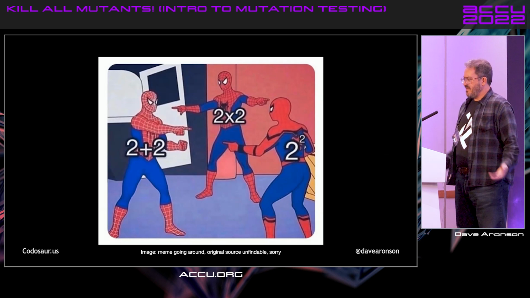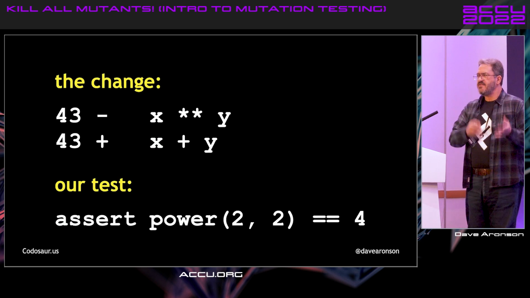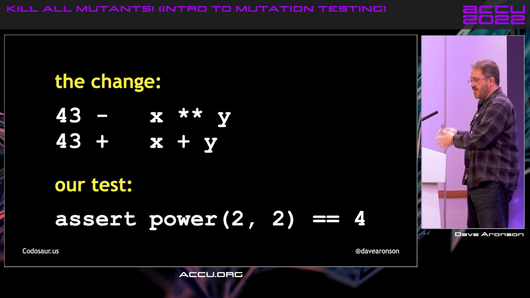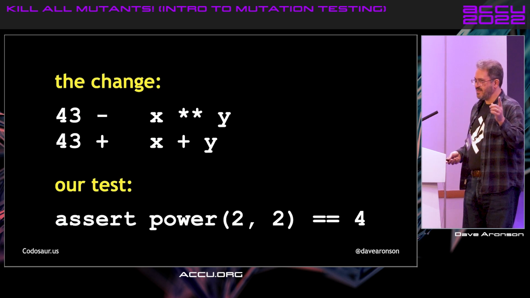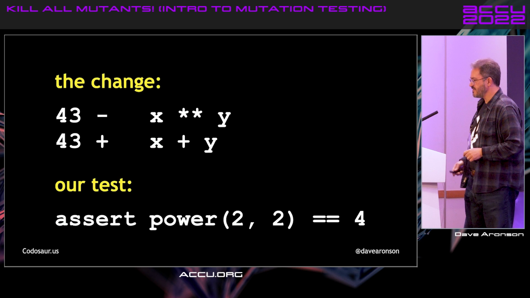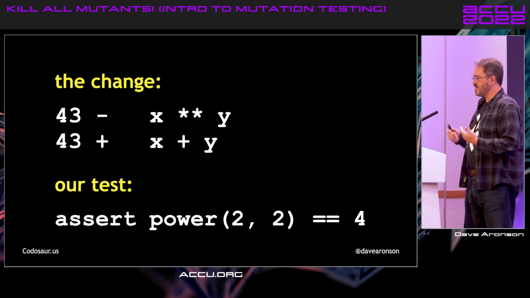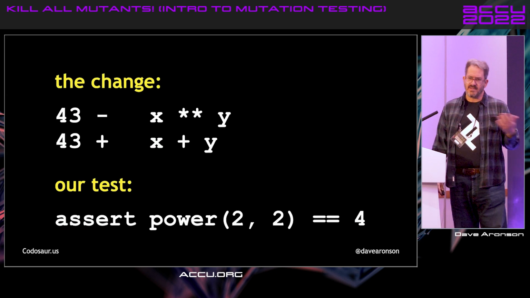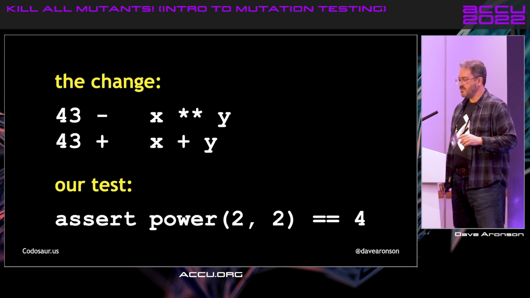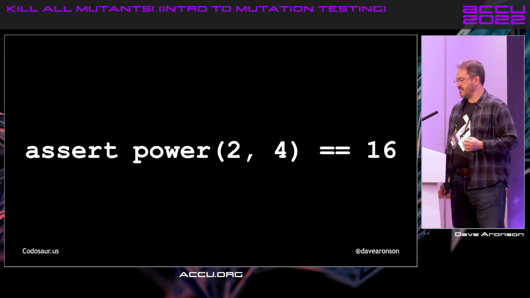So how can we kill this mutant? In other words, make it return a different answer than the original function, given some set of inputs. There's the key. What's our set of inputs? It's quite simple in this case. We have to just use arguments such that x to the y is different from x plus y. For instance, we could add a test or change our existing test to something like this, to assert that 2 to the 4th power is 16.